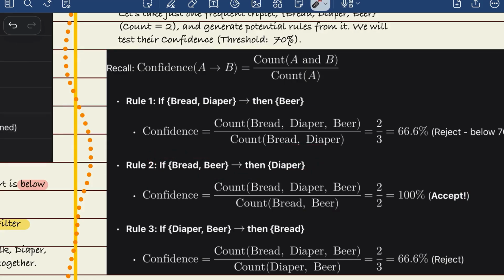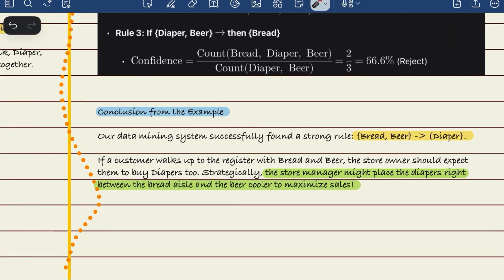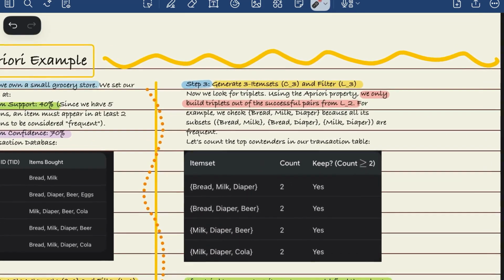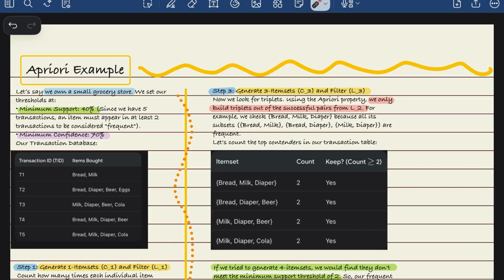always bought together. Alright, so this is our conclusion, that our data mining system successfully found the strong rule, that if bread and beer are bought together, then diaper is also bought. So if the customer walks to the register with bread and beer, the store owner should expect them to buy diapers as well. So what a store manager should do is place the diapers right between the bread aisle and the beer cooler to maximize sales. This is how retailers use association rule mining to understand the relationship between frequently bought item sets. Okay, I hope you understood.